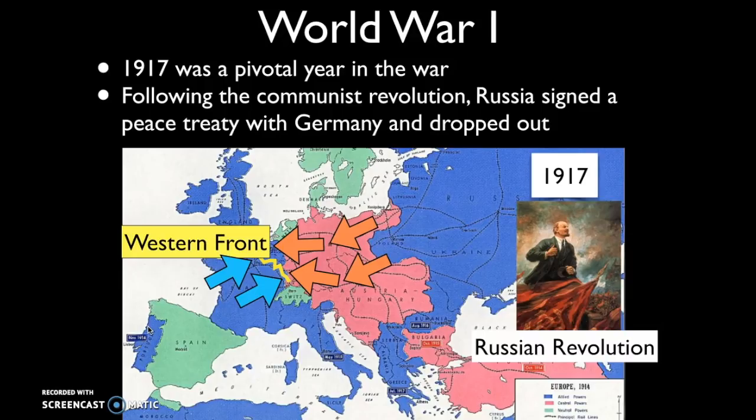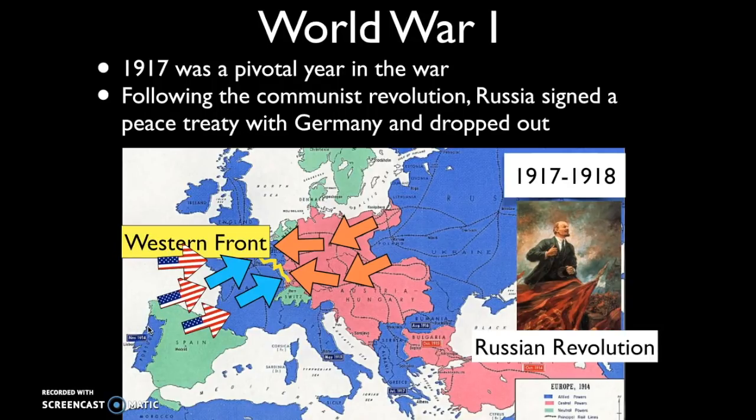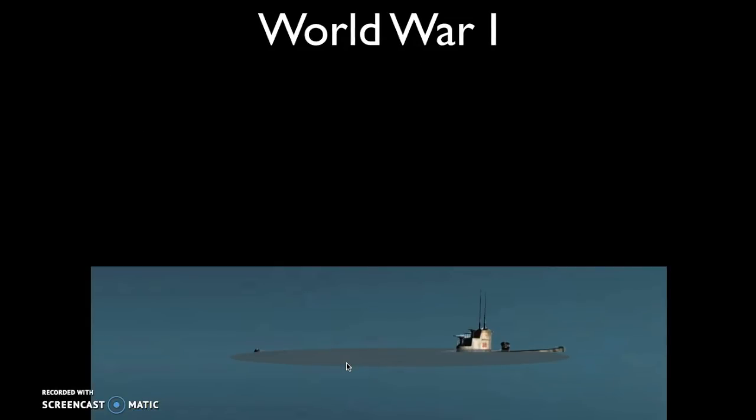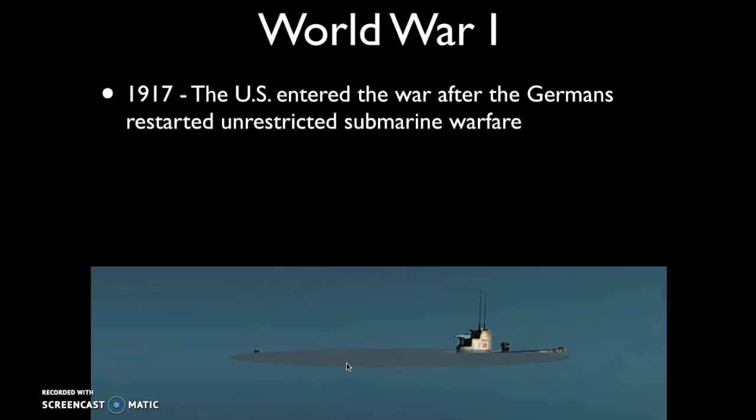Well, at the same time that the Russians were dropping out of the war, the Americans were getting in the war. And the Americans ultimately are going to tip the balance of power in favor of the Allies. It had really been a stalemate up to that point between the Central Powers of Germany and Austria-Hungary, and Great Britain and France and Italy. So the reason why the United States got involved in World War I was predominantly because of unrestricted submarine warfare. So the Germans had restarted unrestricted submarine warfare in 1917.